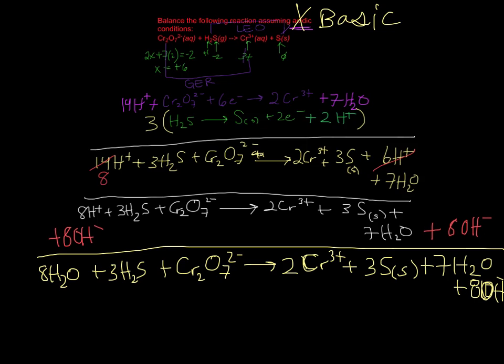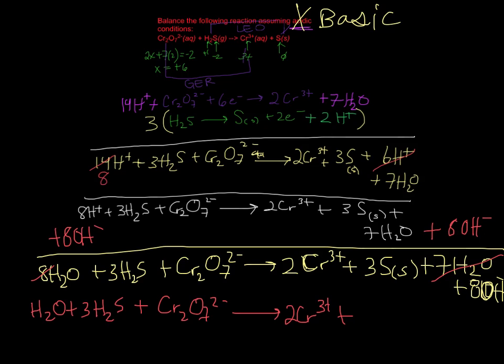Okay, so now we've got 8 waters here, 7 over here, so 7 of those waters can cancel out, and we'll just be left with water plus 3 H2S plus our dichromate, going to chromium 3+, our sulfur, plus 8 hydroxide.